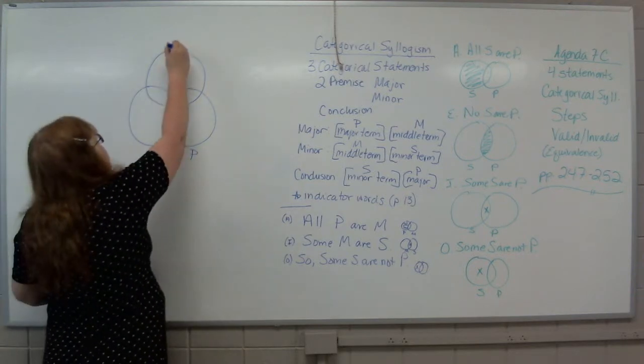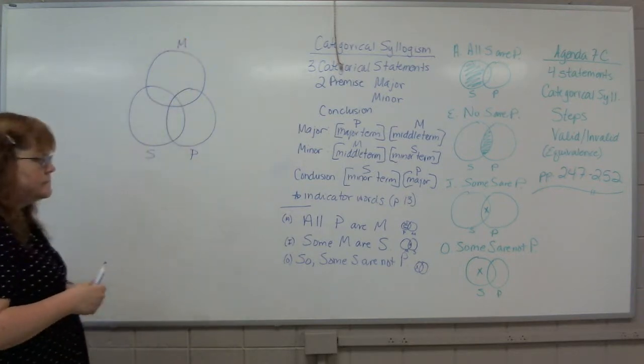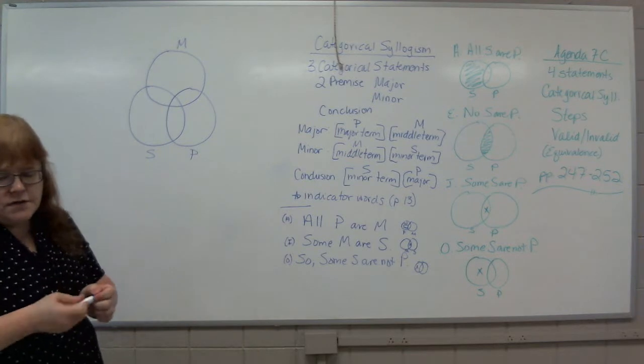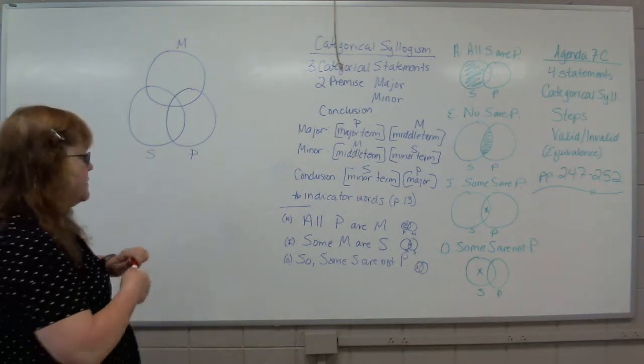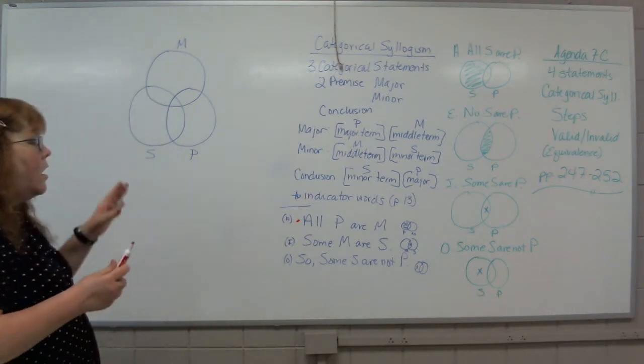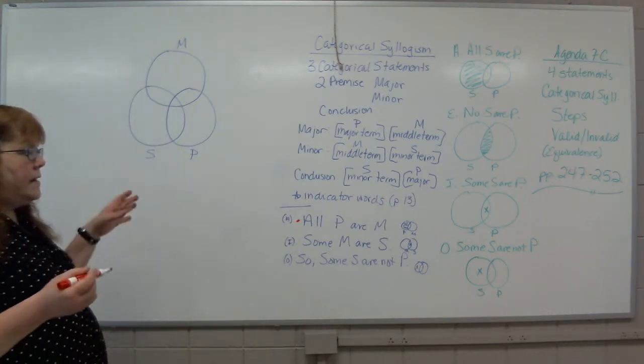My extra bubble is my middle term, so there's my M. Okay, so far so good. I'm going to use different colors to plot these so you can see the difference. My A statement is all P are M.